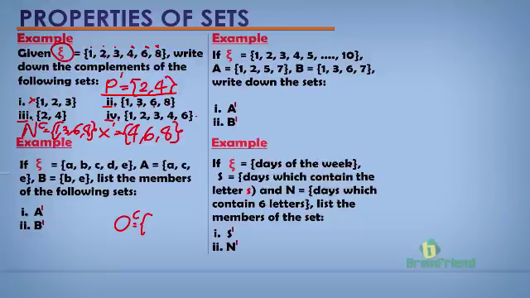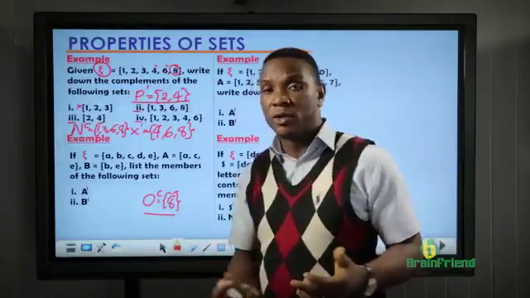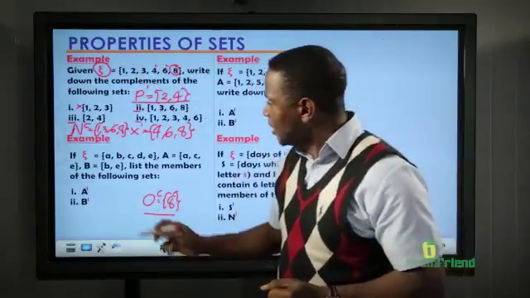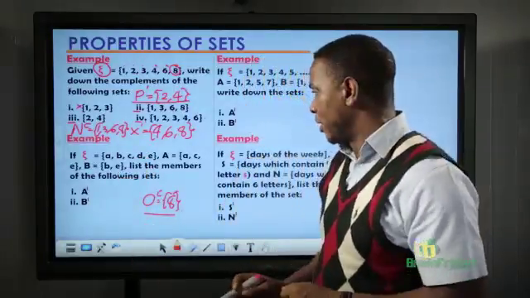But the universe has one element that is not present in our given set, and that element is 8. It therefore means that the complement of our set, which we named as O, is the set that has element 8. It's a single set or a singleton. Let's take a look at another example here.